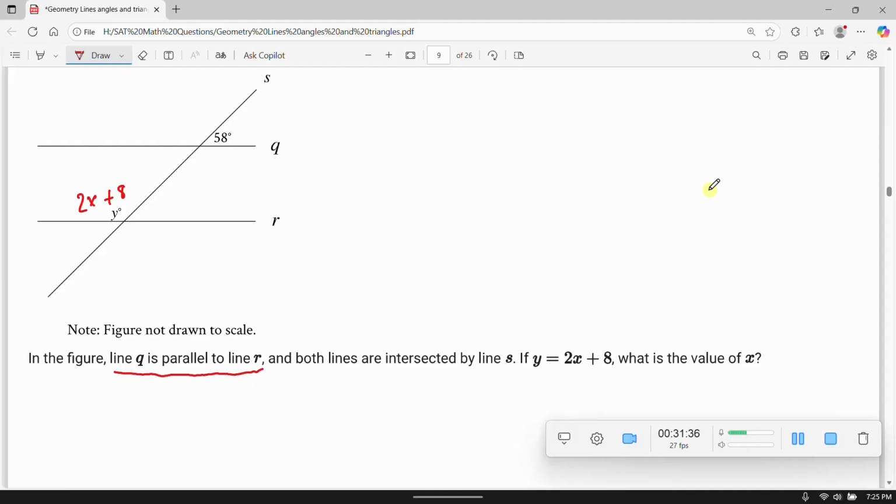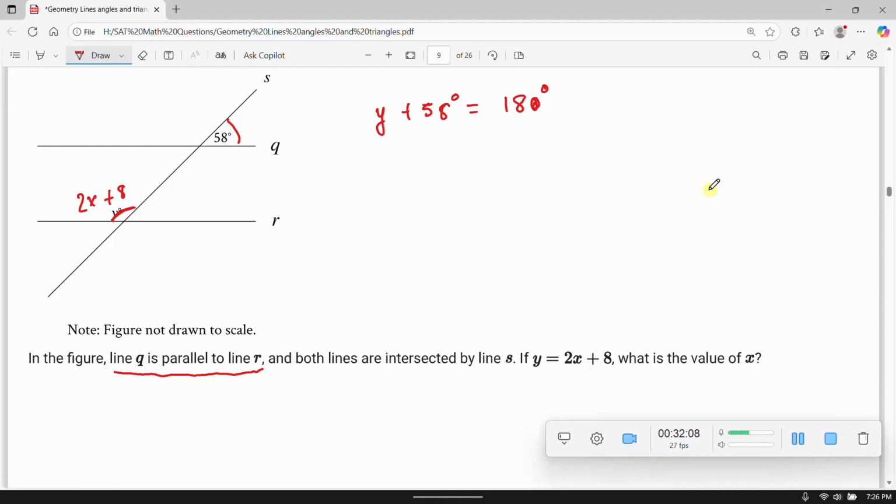Okay, so now these two angles, when they are on the opposite side of the line S, what I mean is we call them alternate. We have an angle y plus 58 equal to 180. So they will be supplementary, so they must add up to 180.